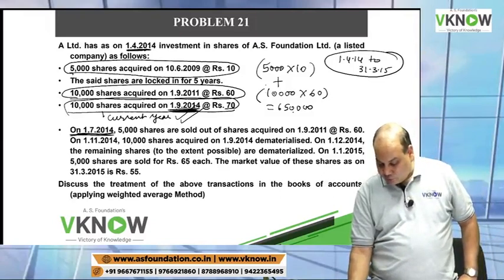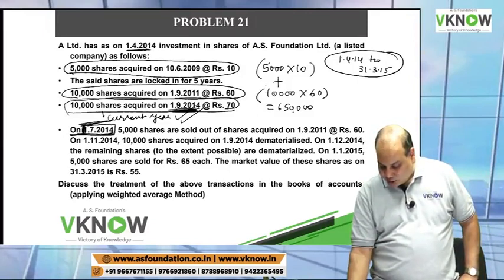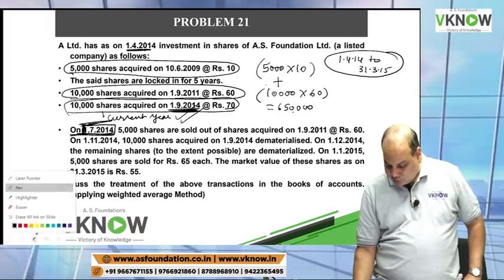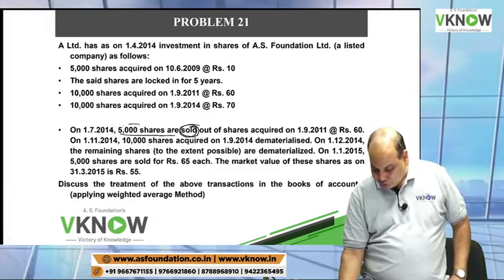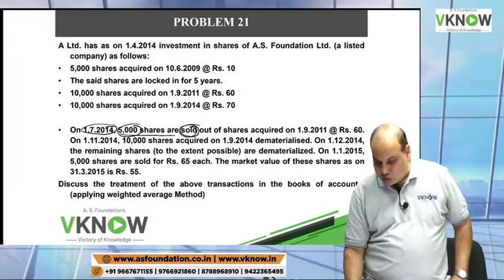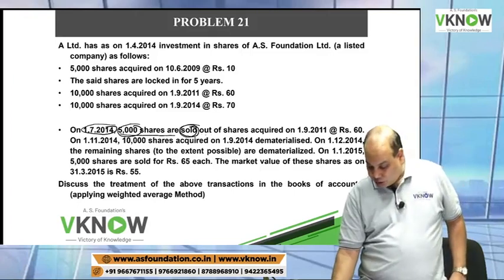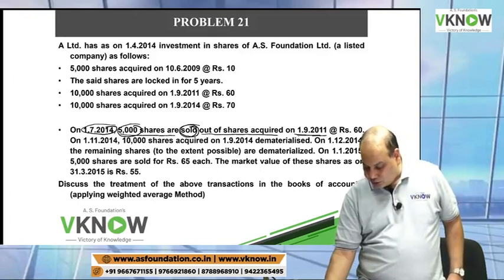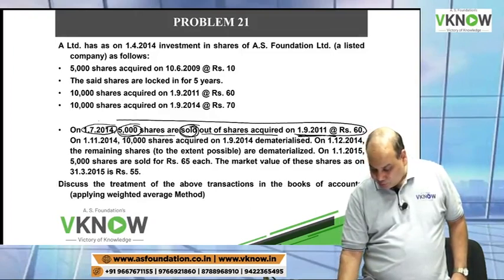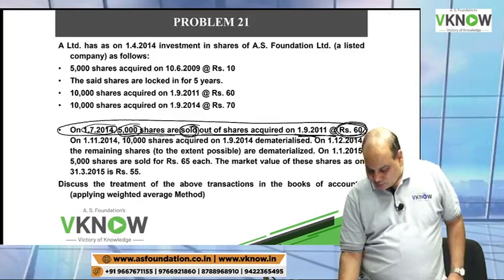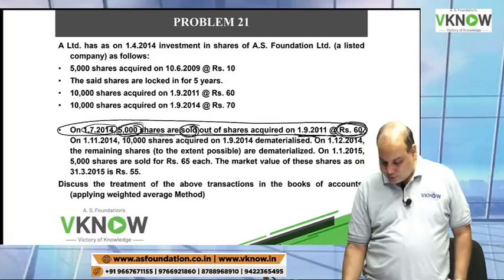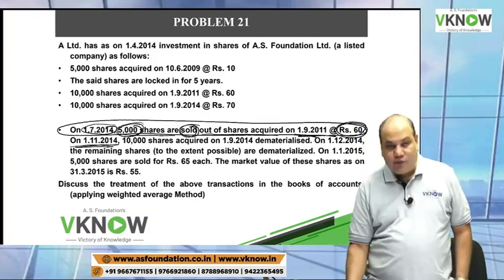On 1/7/14, current year again, 5,000 shares are sold. 5,000 shares were sold on 1st July 14 out of the shares acquired on 1/9/11 at rupees 60 each. So basically 60 is relevant. 5,000 shares are relevant.